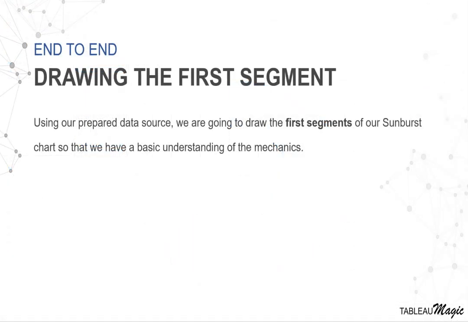So, using our prepared data source, we have built our first segments now of our Sunburst. And hopefully you'll have an understanding of the mechanics. And given that you've progressed through the course this far, a lot of this should be second nature to you now. However, the next step, we are going to position our segments around to complete our first ring.